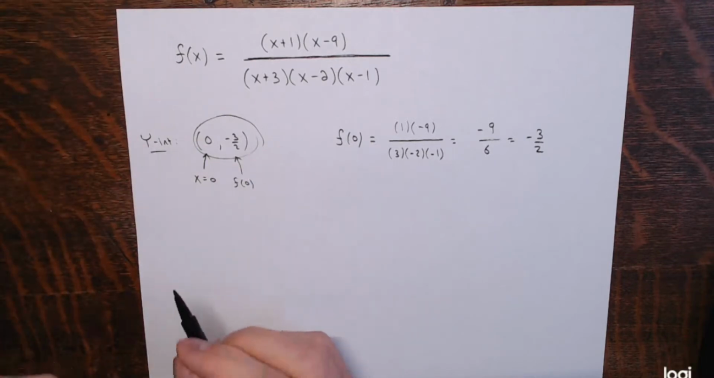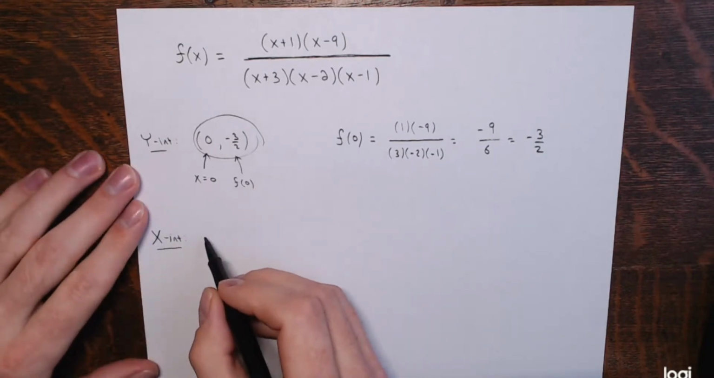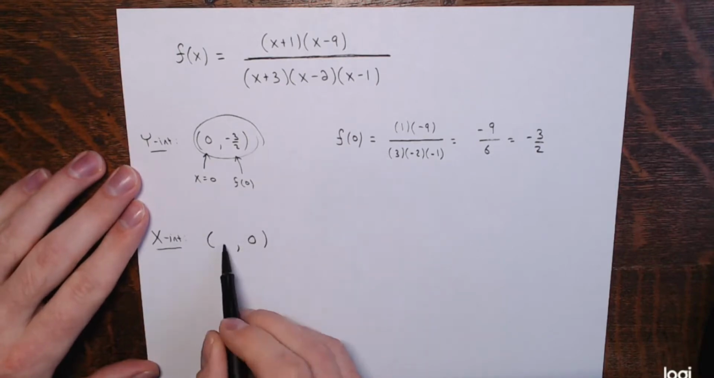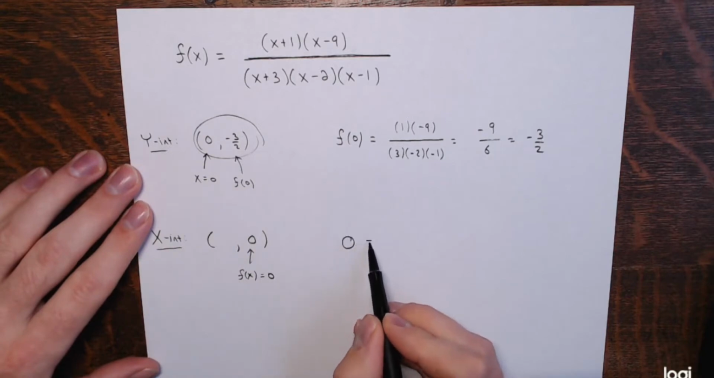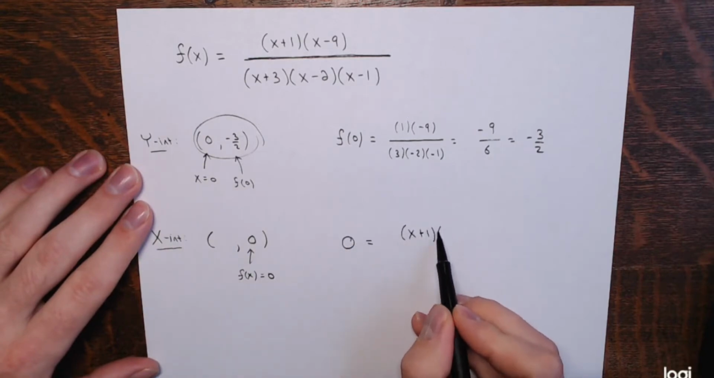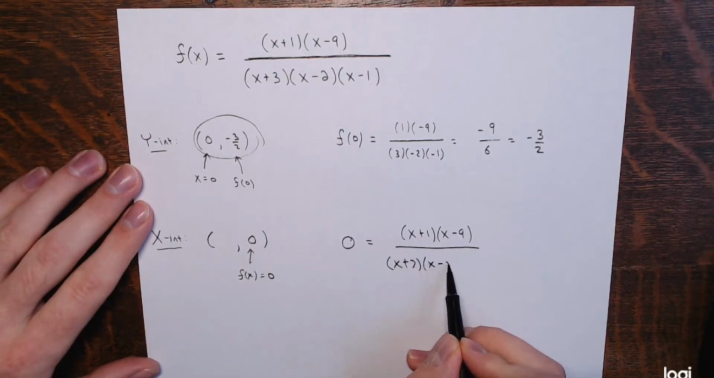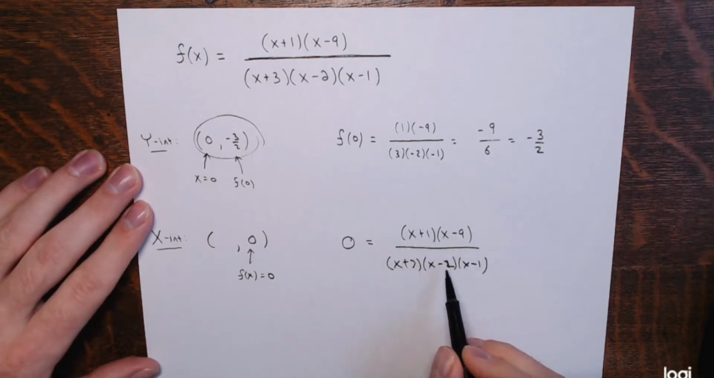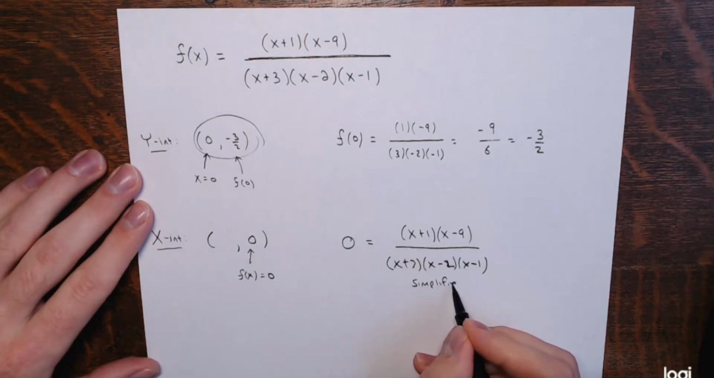And then for the x-intercepts, remember all those look like this, something comma 0. You just need to find the x-coordinate. So you let f of x equals 0, right? Let the output be 0. So we have 0 equals x plus 1 times x minus 9 divided by x plus 3 times x minus 2 times x minus 1. As long as the fraction is simplified already, which it is, right? This is a simplified fraction. I mentioned this earlier, right?